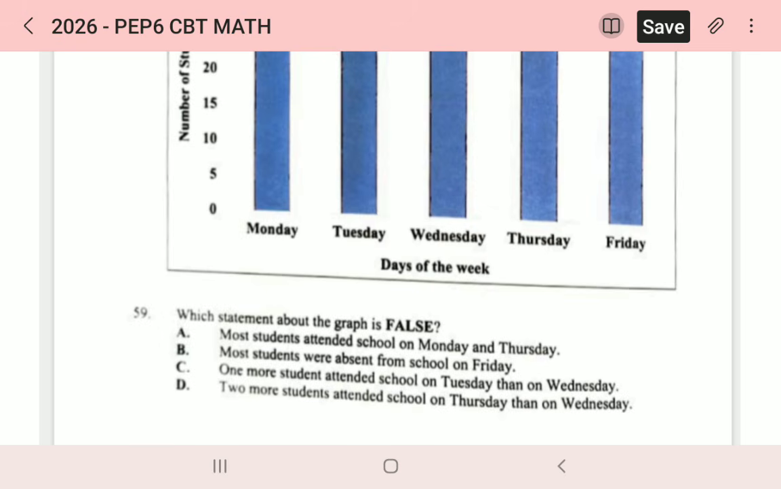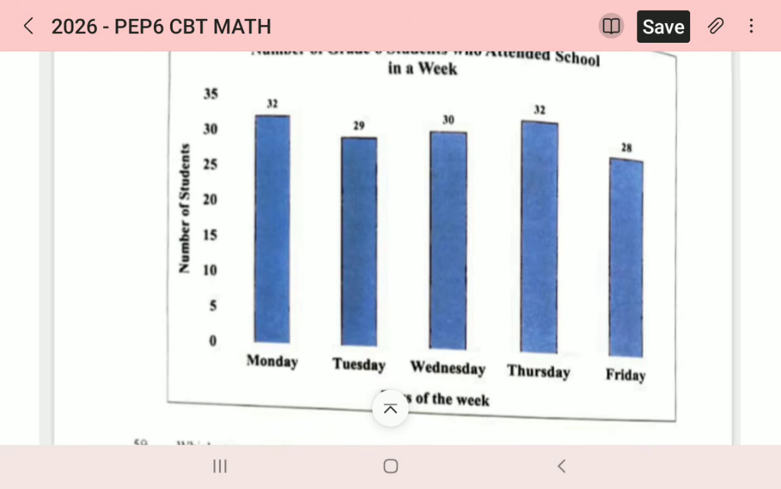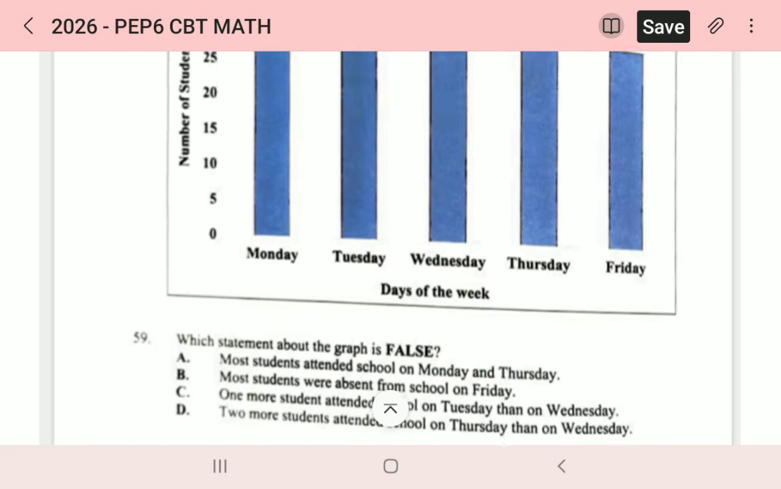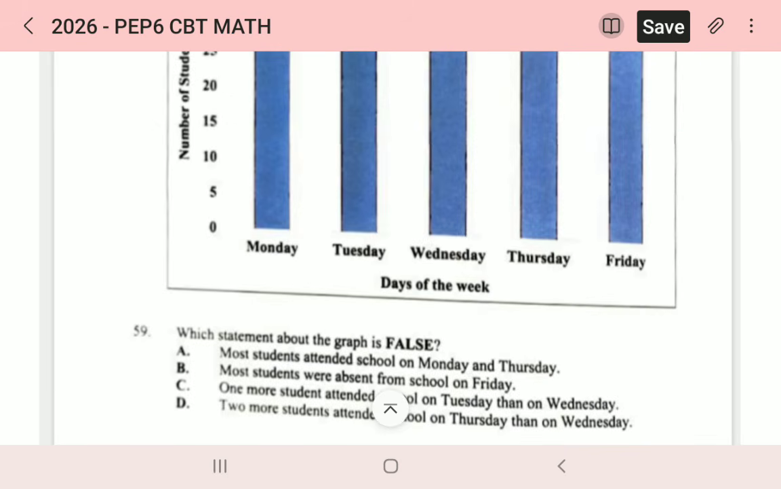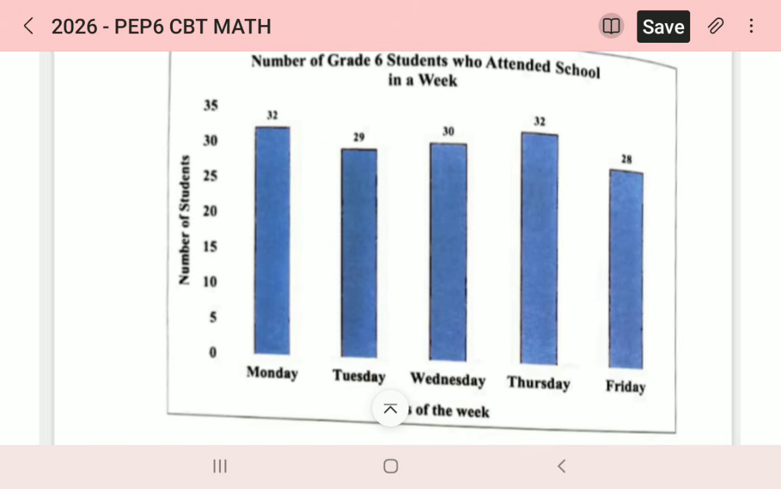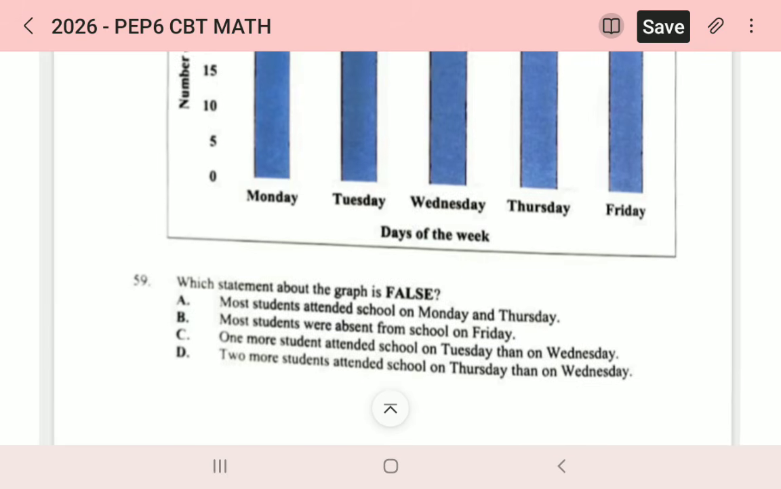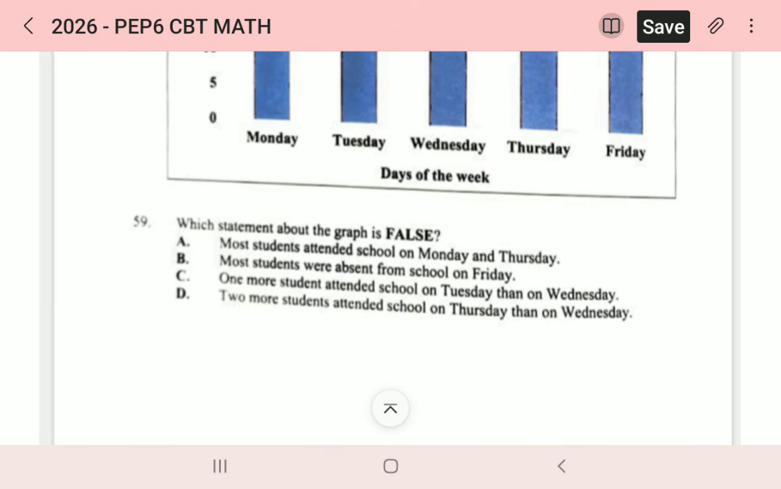A says most students attend school Monday and Tuesday. Not true, because you have Thursday with a lockdown there, and Wednesday is even more than Tuesday. B says most students were absent from school on Friday. Let's look at Friday. Which is what it says, false. Most students were absent from school on Friday. That is true, so it's not false.